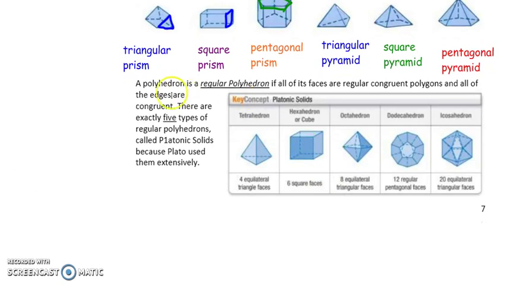A polyhedron is a regular polyhedron if all of its faces are regular congruent polygons and all of the edges are congruent. There are 5 types of regular polyhedrons, and they are called platonic solids, because Plato used them extensively. And here they are: a tetrahedron, a hexahedron, which is a cube, octahedron, dodecahedron, and icosahedron.